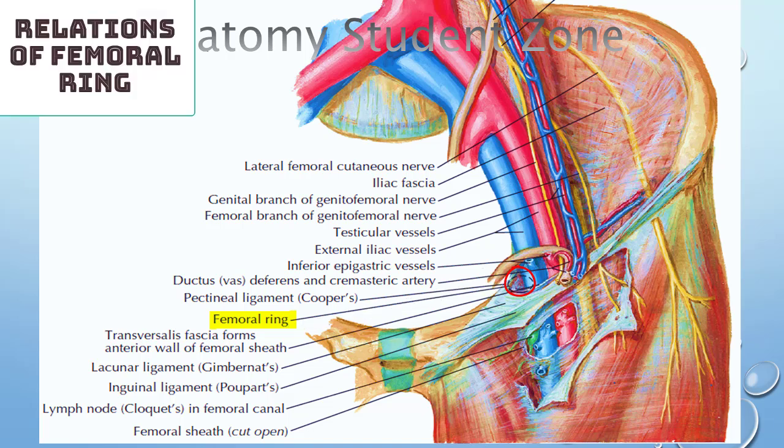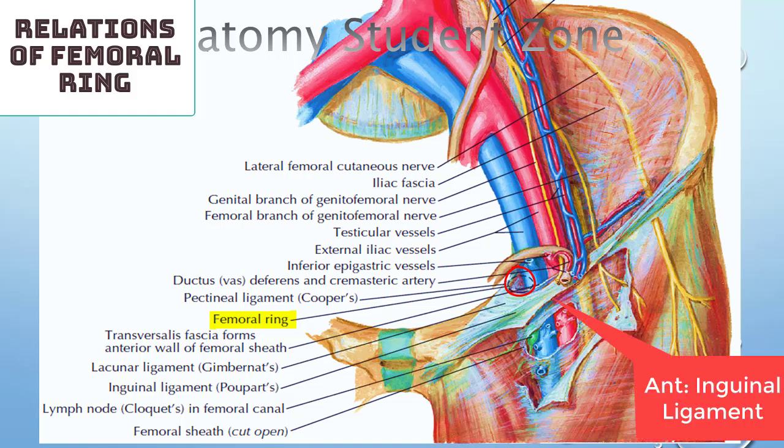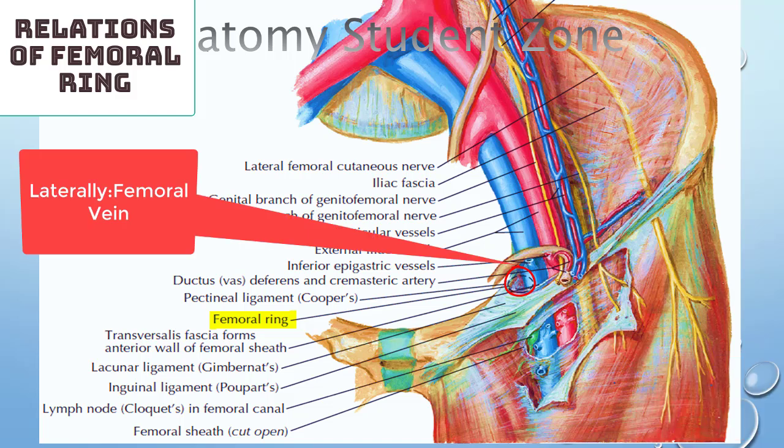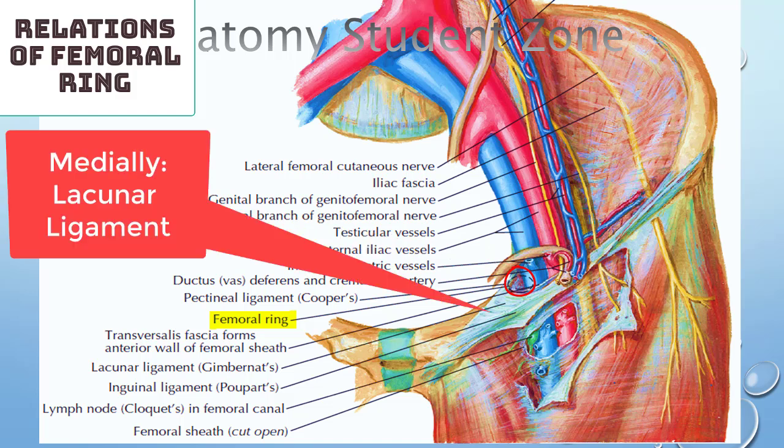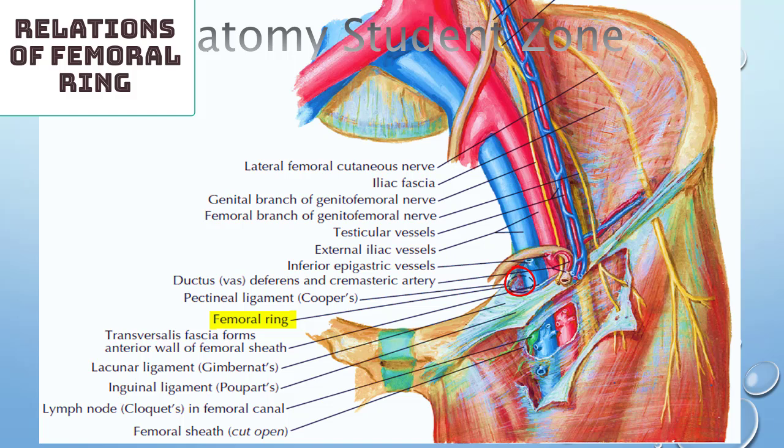So the femoral ring has the following important relations. Anteriorly, there is the inguinal ligament. Laterally, there is the femoral vein. Posteriorly, the superior ramus of the pubis, but we can't see that in this image. Medially, there is the lacunar ligament. The lacunar ligament is, as the name indicates, a half moon shaped ligament. This is a triangular ligament, and remember, it is formed by the medial fibers of the inguinal ligament, and fibers from the deep fascia of the thigh also contribute to the lacunar ligament. So this is the femoral ring.